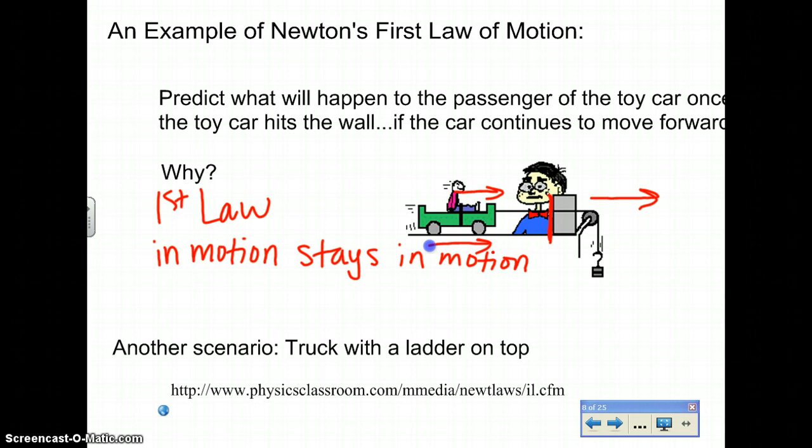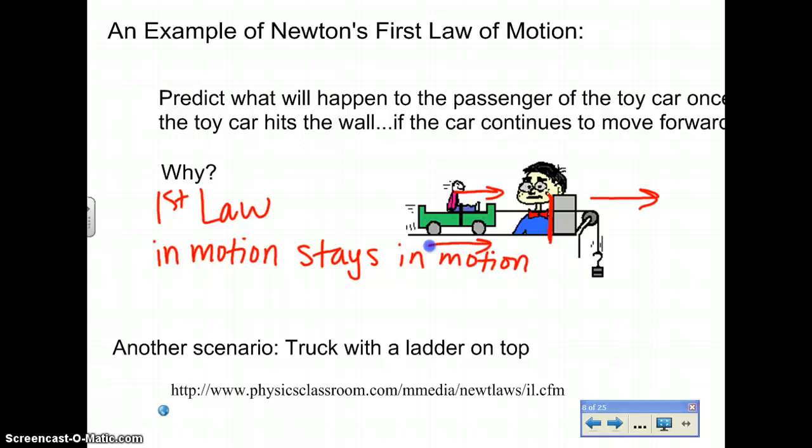Okay, here's the cool part. Unless acted upon by an unbalanced force, what are you to be wearing every time you get into a car, regardless if you're in the front seat or the back seat, driver's seat, passenger seat, behind the driver, behind the passengers, in the middle, whatever. You should have your seatbelt on, right? That's going to be opposite direction of motion. It's going to hold you into place.